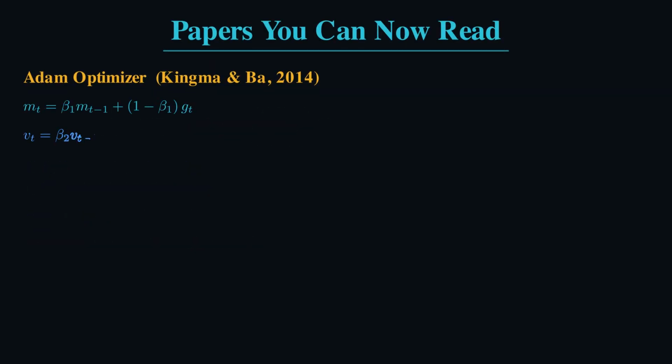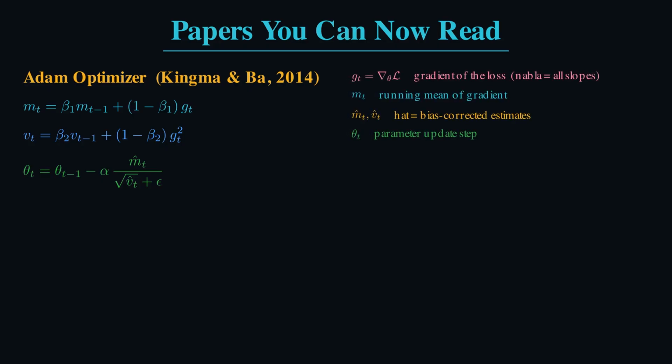Paper 3. Adam by Kingma and Ba, also 2014. This is the optimizer that trains almost every neural network today. GT is the gradient, nabla of the loss, the compass we used in gradient descent. MT is a running mean of past gradients. VT tracks the squared gradients, the variance. The hats on M hat and V hat mean bias-corrected estimates, exactly the hat notation we decoded.